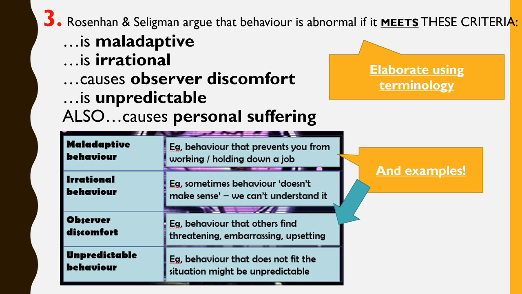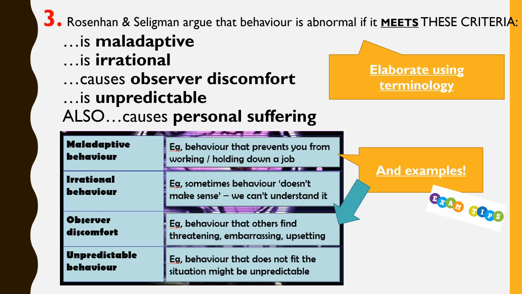Observer discomfort is any behaviour that others find either upsetting, threatening, makes them feel a bit uncomfortable or embarrassed, they're not sure how to respond to you. And then unpredictable behaviour is behaviour that is totally out of the blue. Now that and irrational behaviour is totally different. Irrational behaviour is where you can't explain it. Unpredictable behaviour is where you're not expecting it. So pop those in, please, before you move on to the next page.